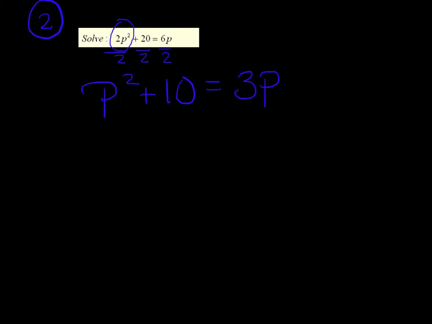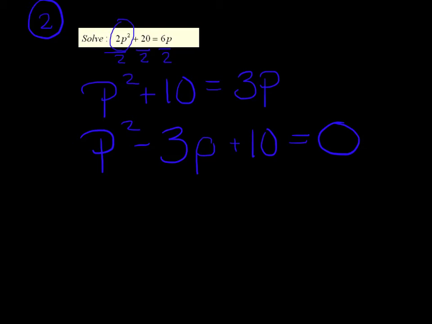Now, look at the other thing they're trying to mess with you. Is everybody on the right side? Remember, the constant goes on this side, not the p term. So I'm going to go back and set my equation equal to 0. p squared minus 3p plus 10 equals 0.